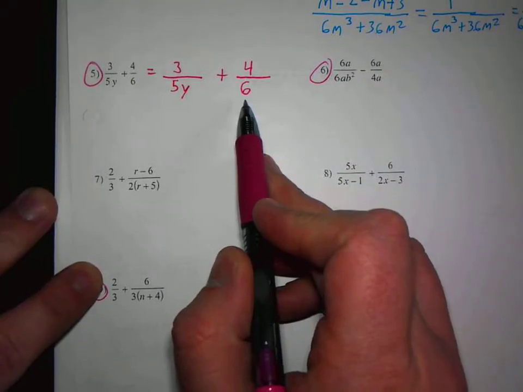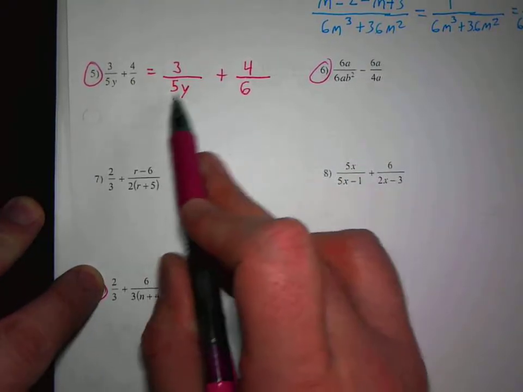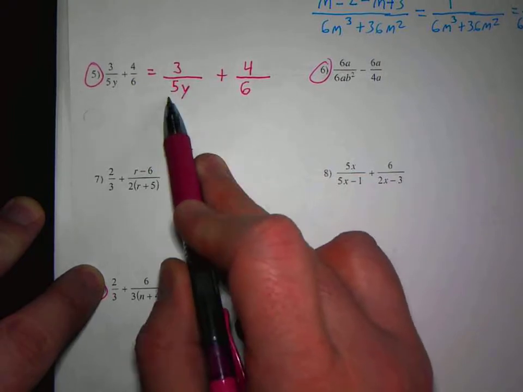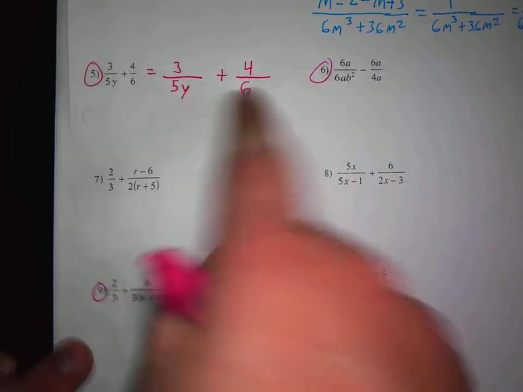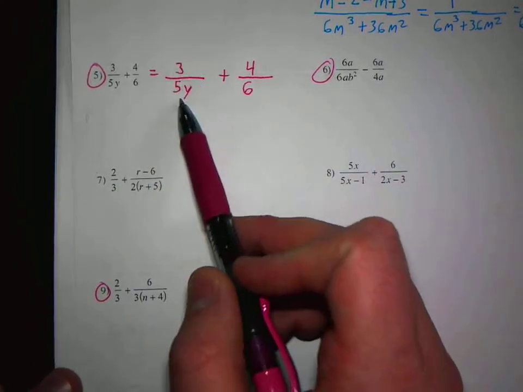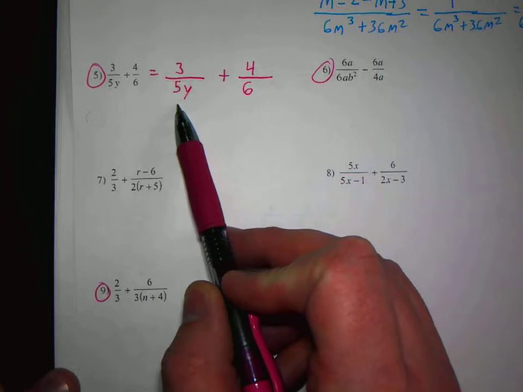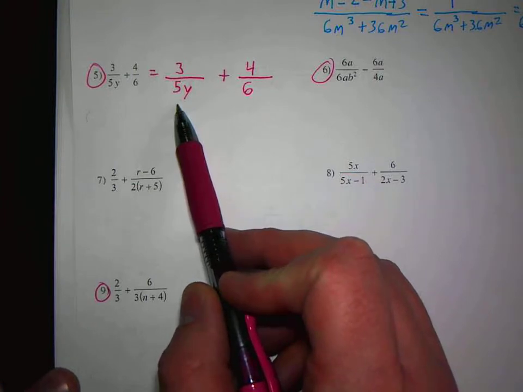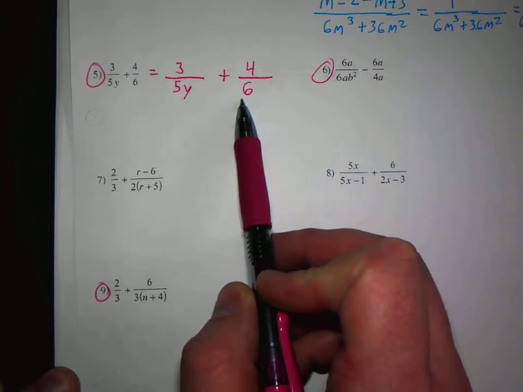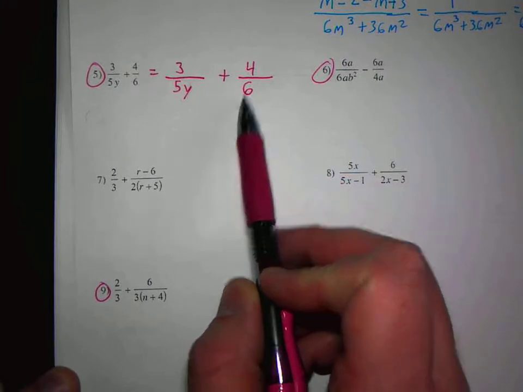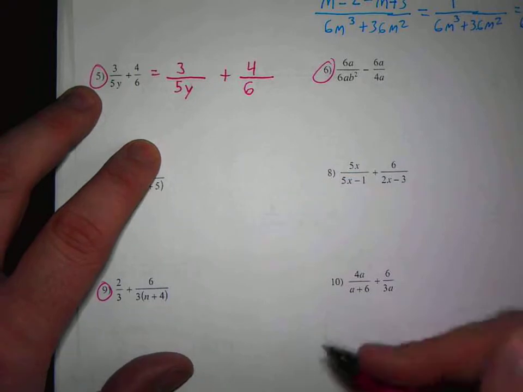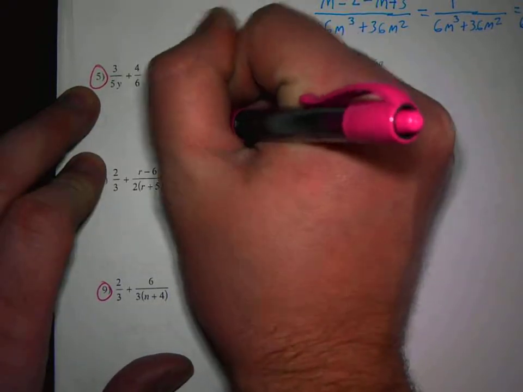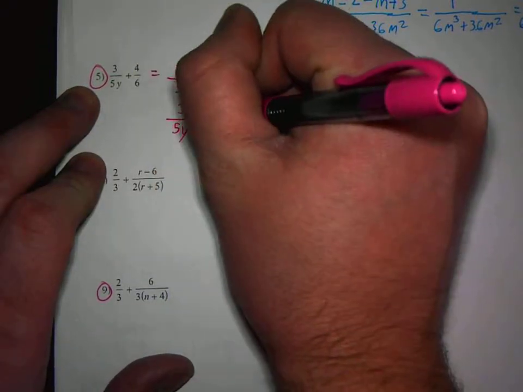Sometimes we do break 6 into 3 and 2. There's no purpose because there's no 3 or 2 here. Okay. Now, one thing kids get confused about is you could reduce before you add. Can I reduce 3 over 5y? No. 4 over 6? Yeah, that's a numerical fraction. We have an algebraic fraction plus a numeric fraction. So what does 4 over 6 reduce to? 2/3, right?